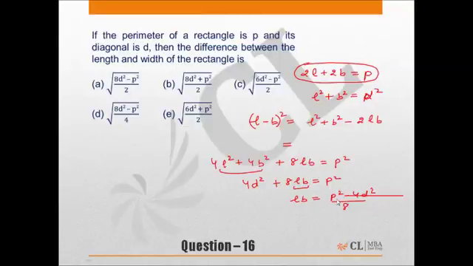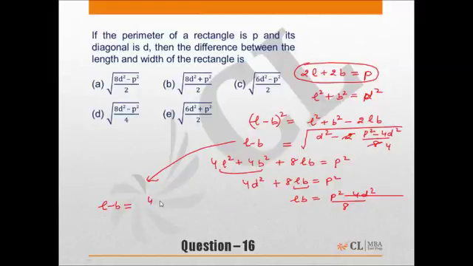I can put the value of this LB here and say L square plus B square is D square minus 2 into P square minus 4D square by 8, and the square root of that will give me L minus B. So I can say here L minus B is equal to under root of 4D square minus P square plus 4D square by 4, which is under root of 8D square minus P square by 4. So option D would be my correct answer.